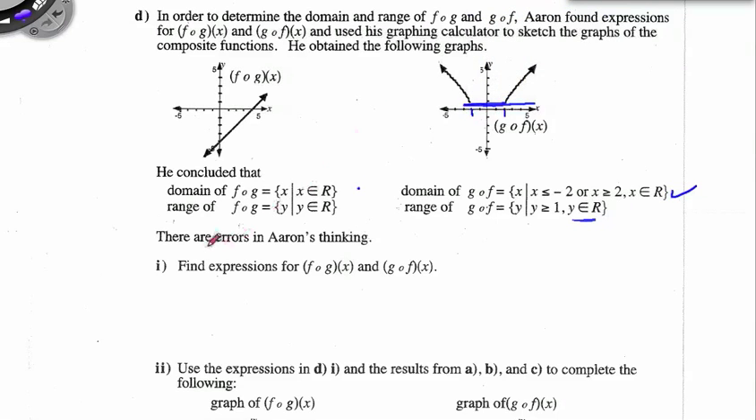So let's see what it says down here. There are errors in Aaron's thinking. So in that case, there must be errors in my thinking. Okay, wonder what the errors must be. Well, he found the expressions for these two. Perhaps we should also. So, find expressions for these two.